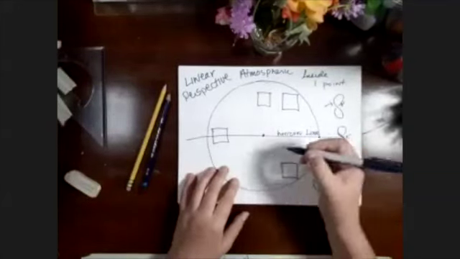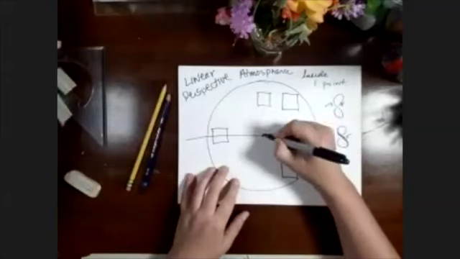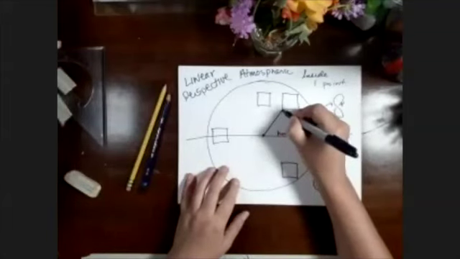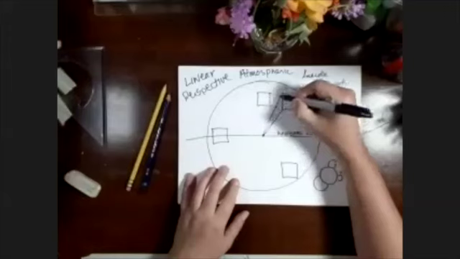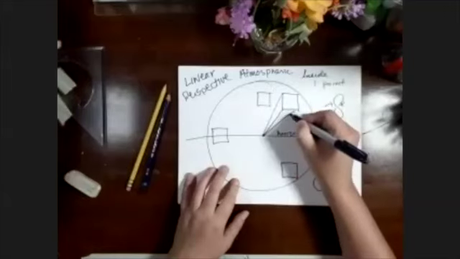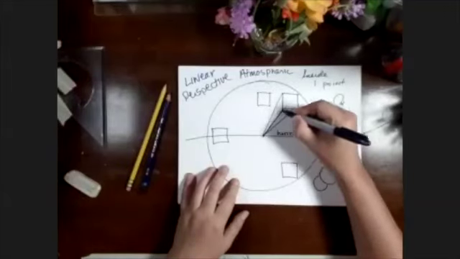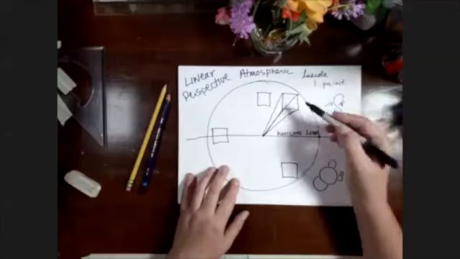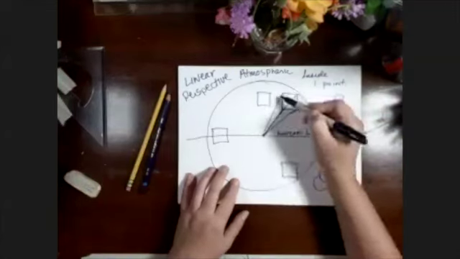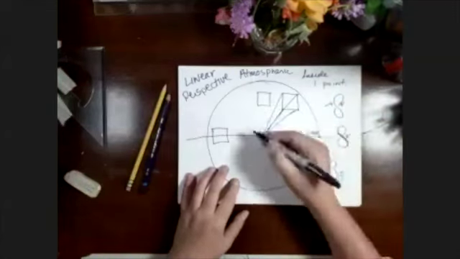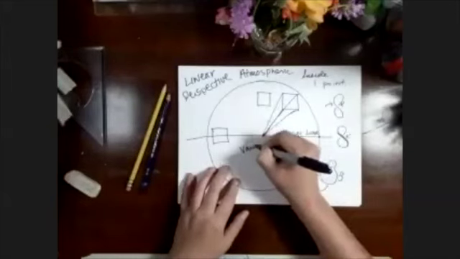You can use a straight edge if you want. If you need a quick straight edge, just fold a piece of paper in half. You can also eyeball it. And what you want to do is take each corner and draw a straight line right to the vanishing point. This is what we call the vanishing point.